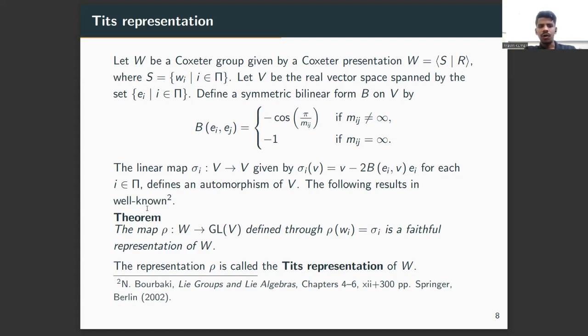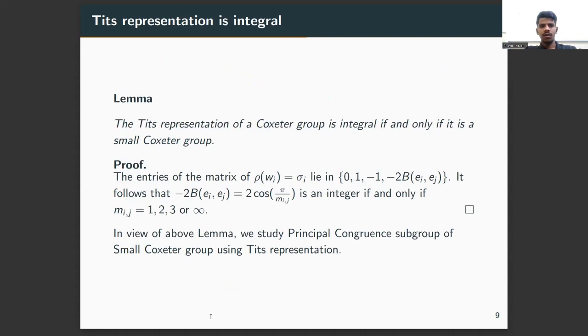Having this terminology, we have the following well-known result: the map rho from the Coxeter group to GL(V), defined by setting the image of the generator as sigma_i, is a faithful representation of W. This representation is called the Tits representation of W. Our first observation is that the Tits representation of a Coxeter group is integral if and only if it is a small Coxeter group. That is, the corresponding Coxeter system is a small Coxeter system.